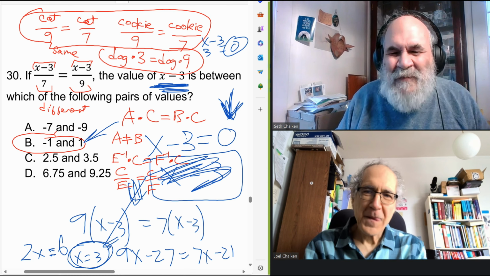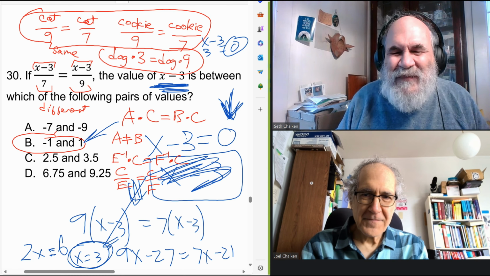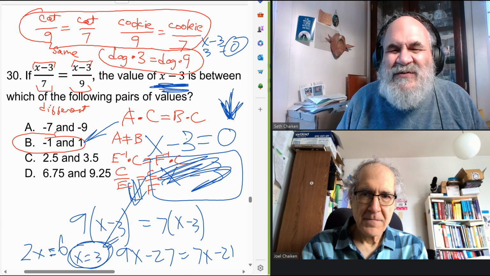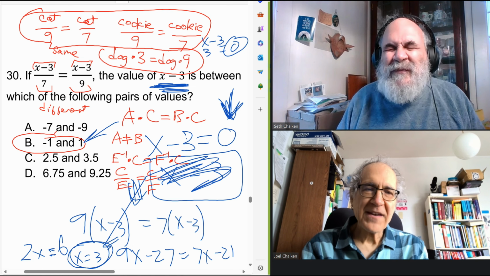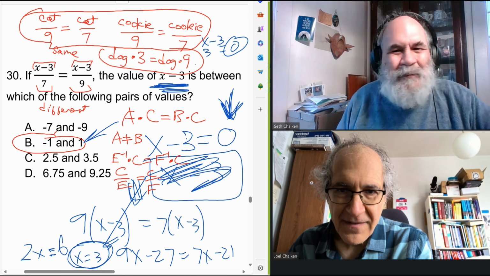That is the pattern. When this pattern occurs, and A is not equal to B, the only way for this to be satisfied is when C equals 0.